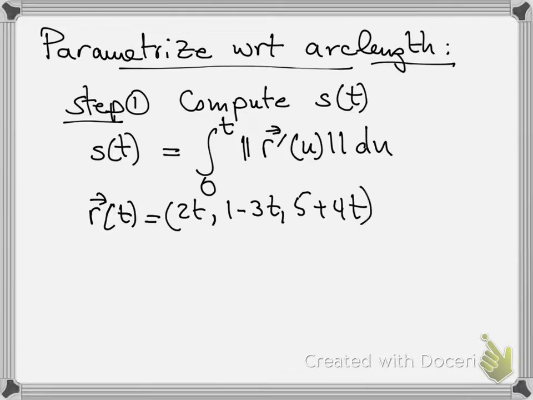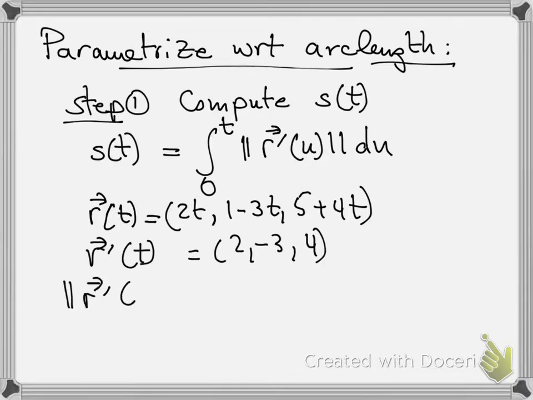That's r of t. So then r prime of t will be equal to (2, -3, 4). So what will be the length now? R prime of u, just replace t by u. Well, there's no u here, there's no t here, right? So it's just a constant here, so it's (2, -3, 4).